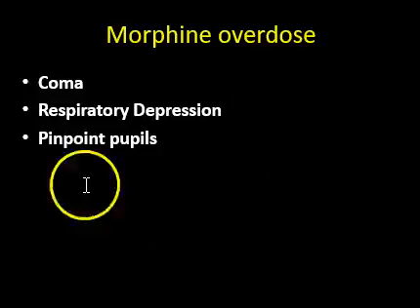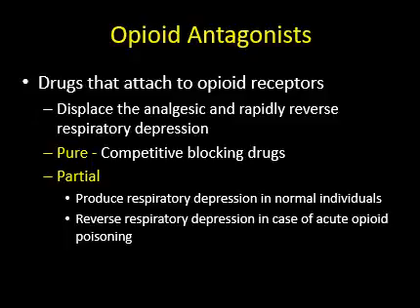But you know, the best predictor of opioid toxicity or overdose is measuring respiratory rate. Okay, and so when looking at the patients, obviously if they're comatose and they're not breathing, it's a good indicator that they may have experienced a morphine or an opioid overdose. And so the good news is that there are drugs that can reverse it. And so we have opioid antagonists.